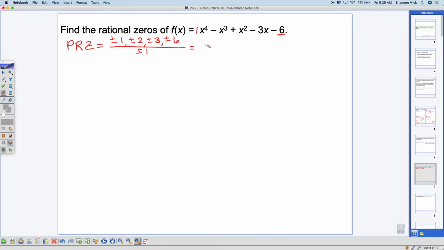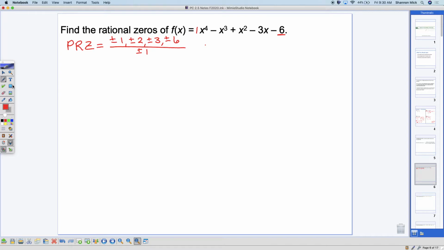But if the denominator was 2, could I have fractions? Yeah, I could have like 3 halves. What if the leading coefficient was 3? Would you have 1 and 3 on the bottom? You would have 1 and 3 on the bottom, so you could have 2/3 as an option. And I'm going to tell you right now, I don't ever try 2/3 first.